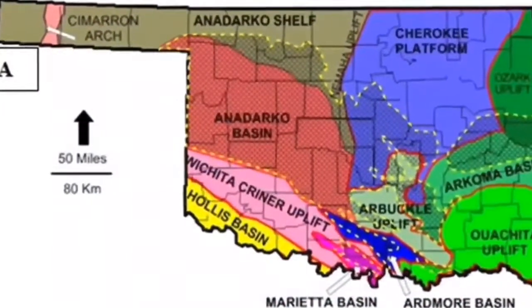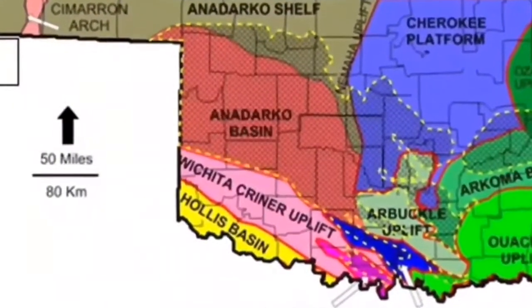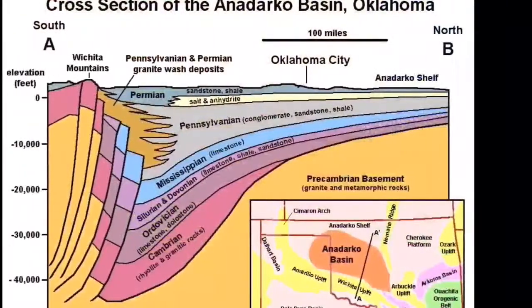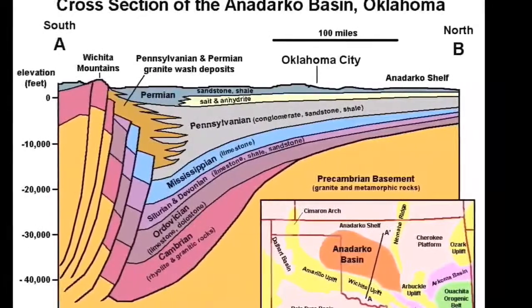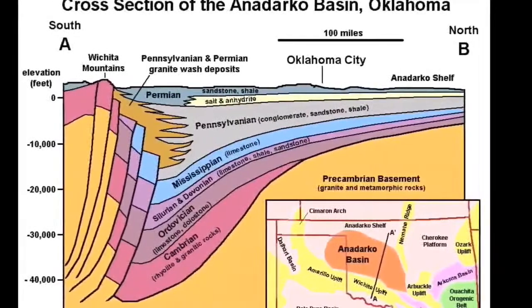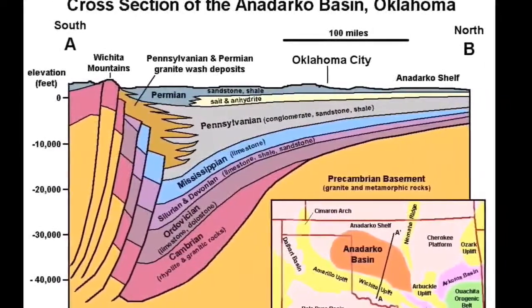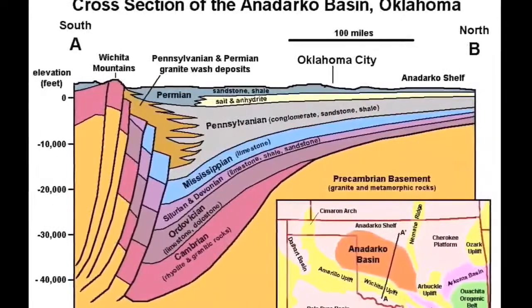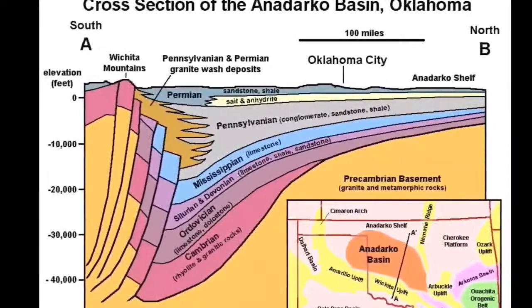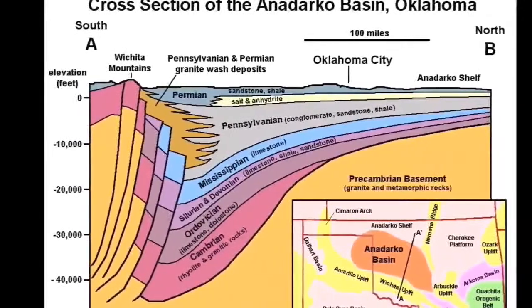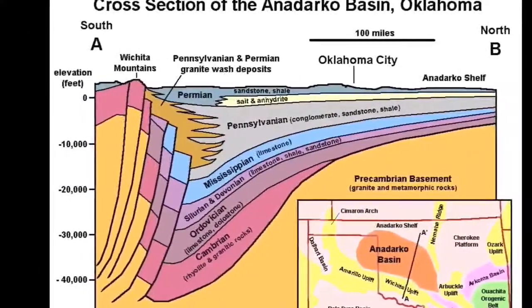A cross-section of the Anadarko Basin reveals that the strata was originally laid down horizontally. It was all flat, and then tectonic plate movements caused the crust of the earth to buckle and compress, forcing the formation of modern mountain ranges, the uplifting of the crust of the earth.